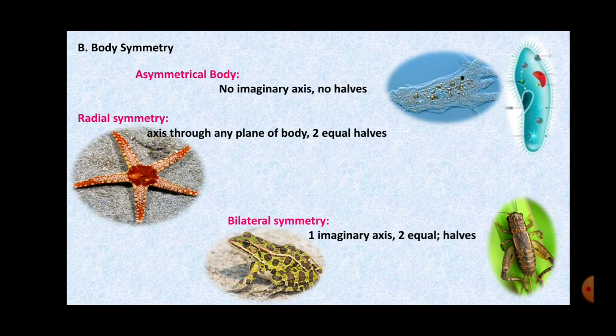You can see the 5 different planes. And the third one is bilateral symmetry. In this type of body, there is only one imaginary axis of the body through which you can get two exact equal halves. And here the organisms are insects, fishes, frog, birds, human.